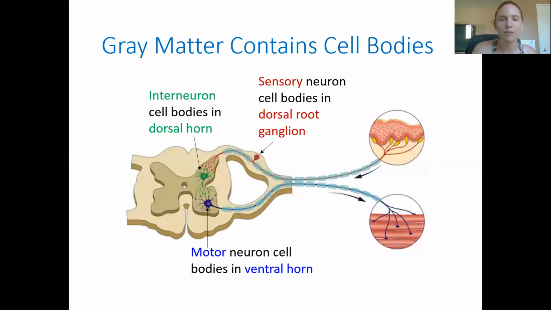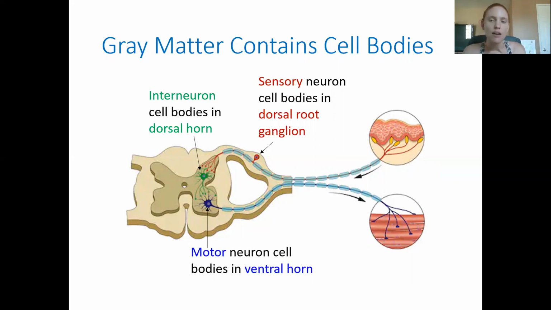Okay, now let's talk a little bit about what all this means. Remember that when you look at the neuron, you have the cell body with the dendrites, and then you have the axons. The cell body and the dendrites receive and synapse with each other, whereas the axons send information away. And so the gray matter of the nervous system is going to contain the cell bodies, and again, their little dendrites as well. So remember that those horns are going to contain cell bodies.